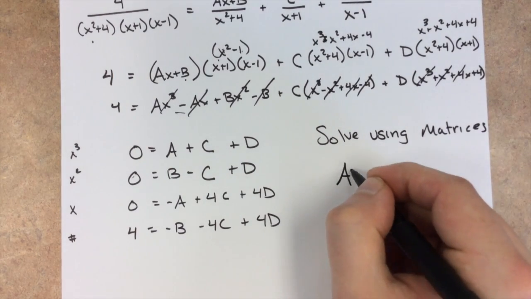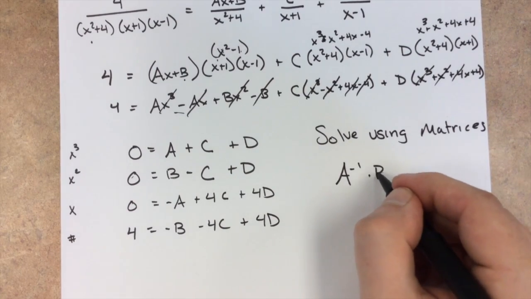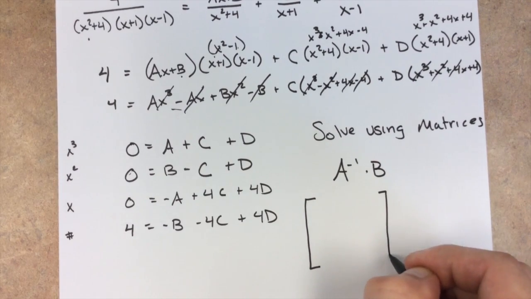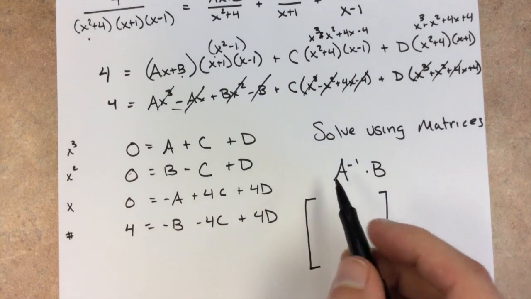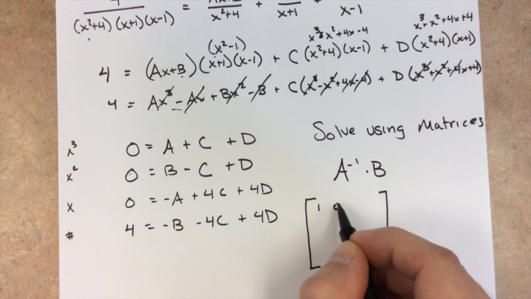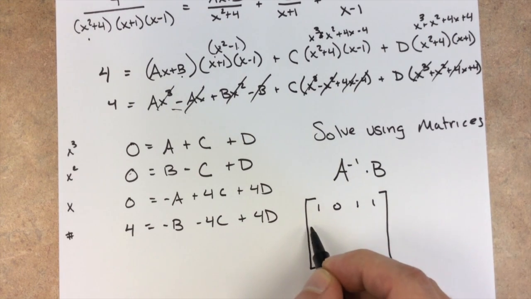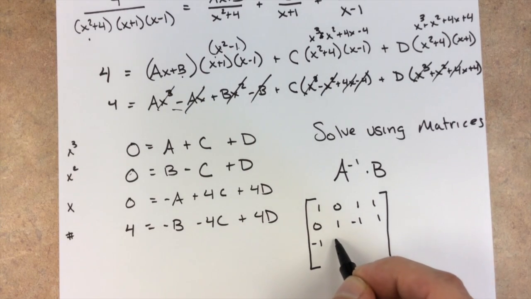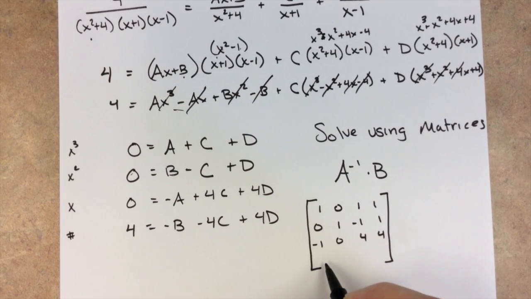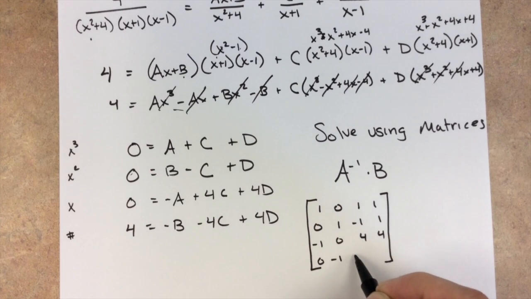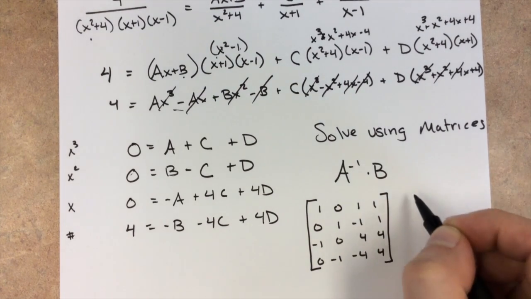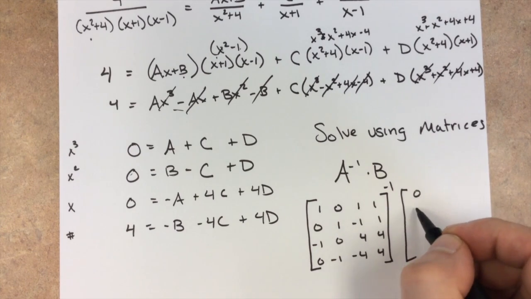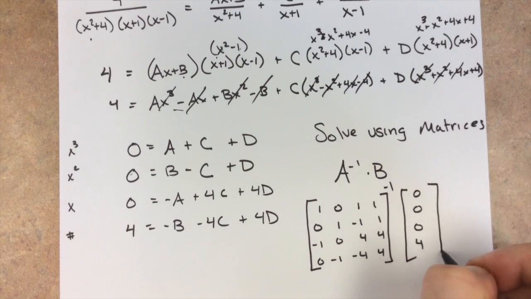So we're going to solve using matrices. And what we want to type in is the A inverse times B. So our matrix is going to be a 4 by 4. And we just take the coefficients right here. So our matrix should be 1, 0, 1, 1. 0, 1, negative 1, 1. Negative 1, 0, 4, 4, and 0, negative 1, negative 4, 4. And our B, so that's inverse times B, which is 0, 0, 0, 4.